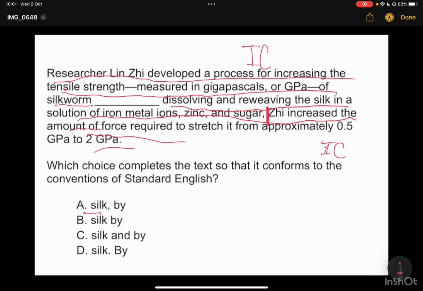But in this sentence, this part is included, where she increased the amount of force required to stretch it from approximately 0.5 GPa to 2 GPa. If we read the whole sentence with the by dissolving and weaving the silk in a solution of iron metal ions, zinc and sugar, she increased the amount of force required to stretch from approximately 0.5 GPa to 2 GPa. We cannot connect these two sentences together because this one is a whole independent clause. So A is wrong, B is also wrong, C is also wrong, and D is the only correct answer that separates the two.